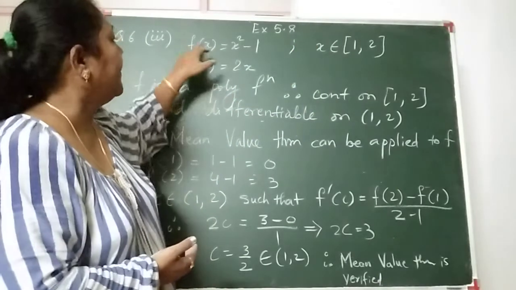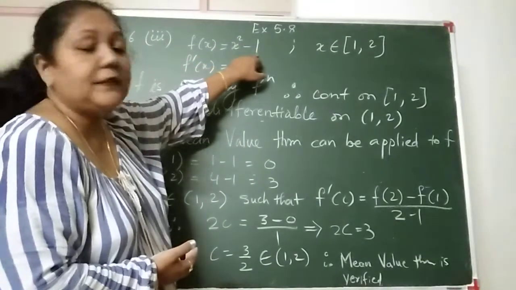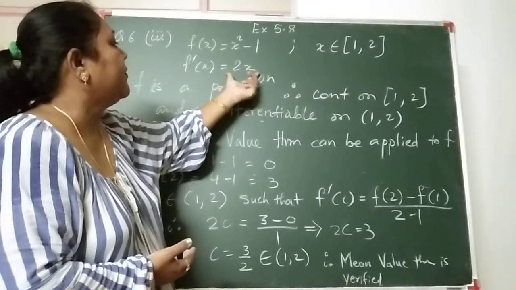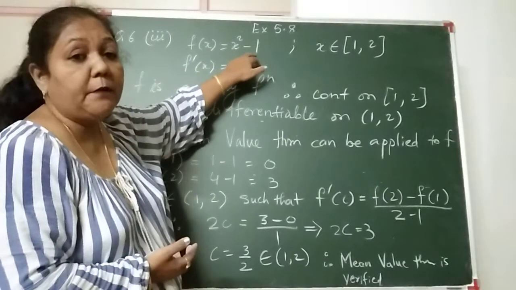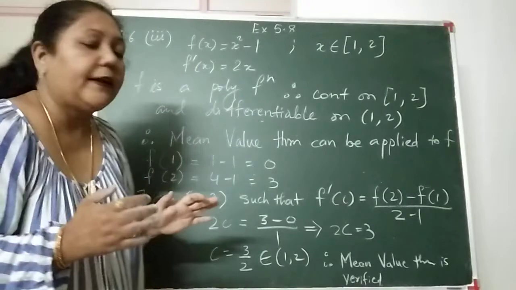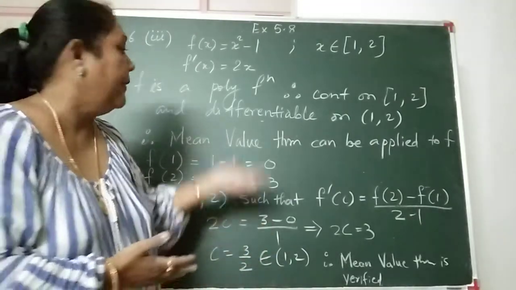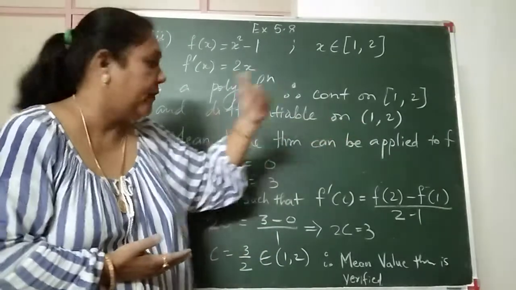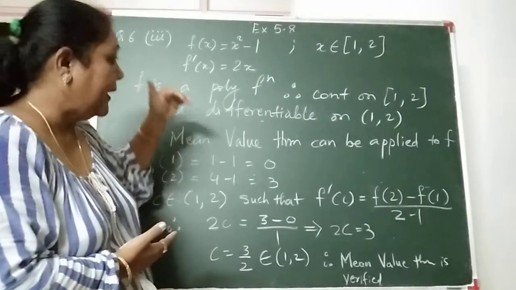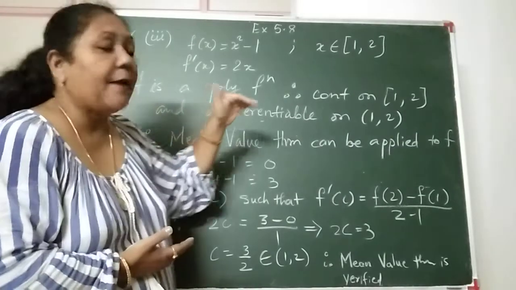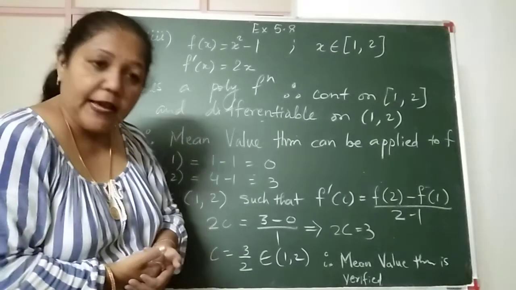Now I first of all differentiate my function and keep it ready. So the differentiation of x square would be 2x, the differentiation of constant 1 will be 0. So the answer of differentiation is 2x. Now f of x is x square minus 1. It is a quadratic polynomial. So if it is a quadratic polynomial, all polynomials are always continuous on the closed interval and differentiable on the open interval. So now I will say that therefore, because it is continuous and differentiable, it is applicable, mean value theorem can be applied to the function f.